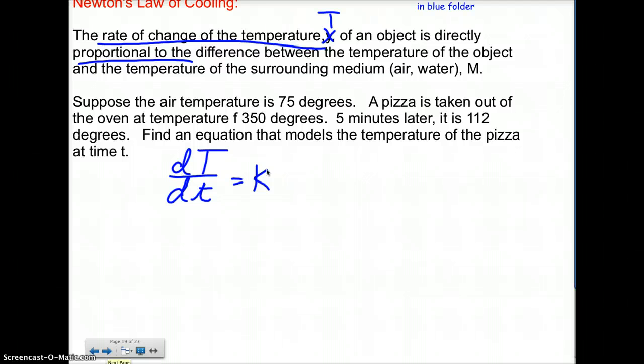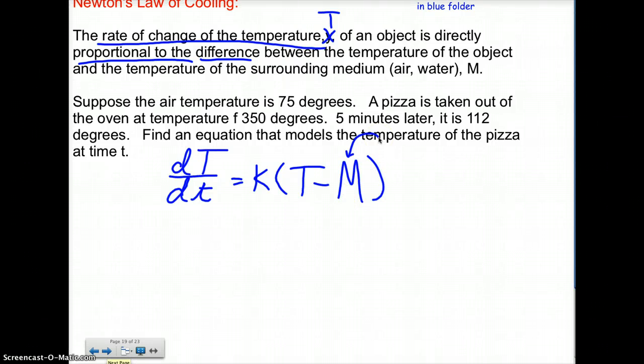constant multiple, and this is of the difference between the temperature of the object. It doesn't say it's directly proportional to the temperature, it says to the difference, I'm going to be subtracting, of the object and the temperature of the surrounding medium, which we're going to call M. I kind of want to explain what that means.